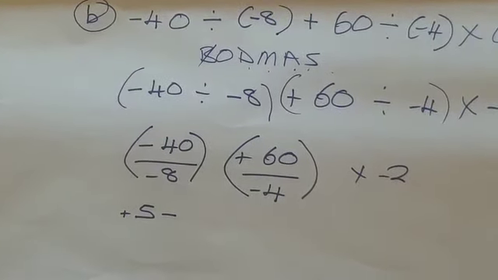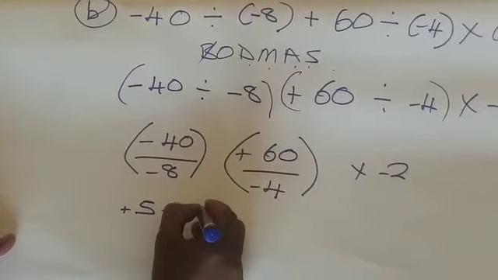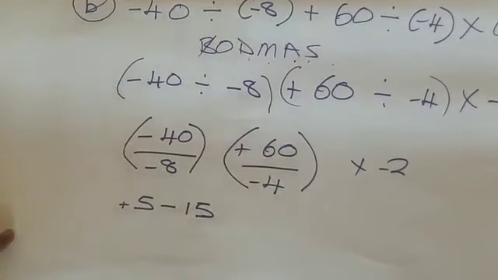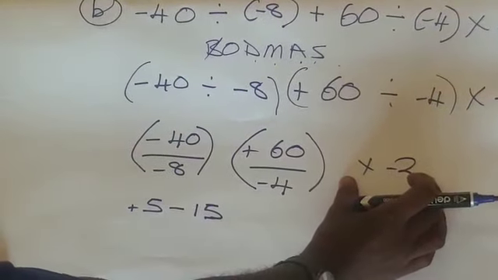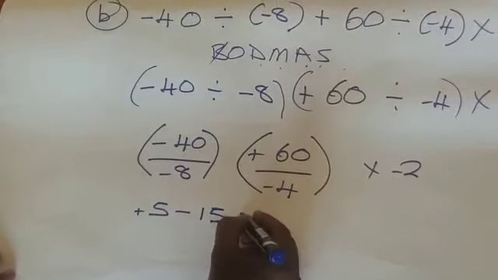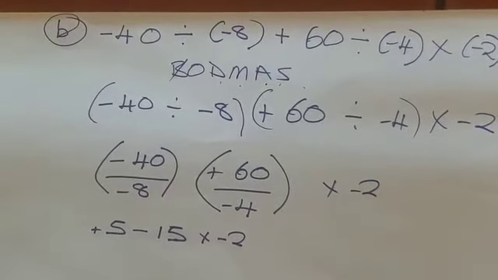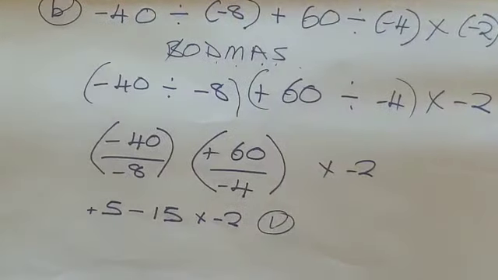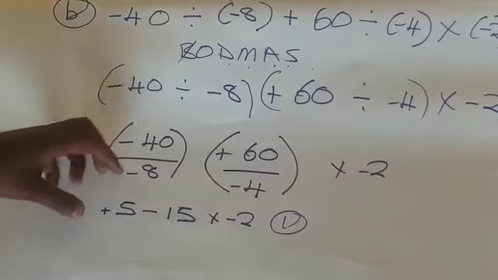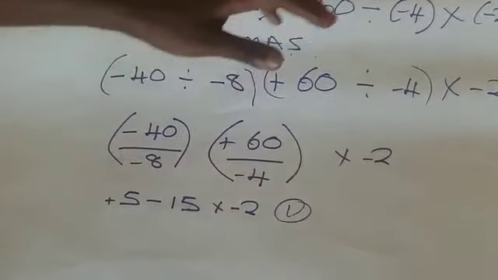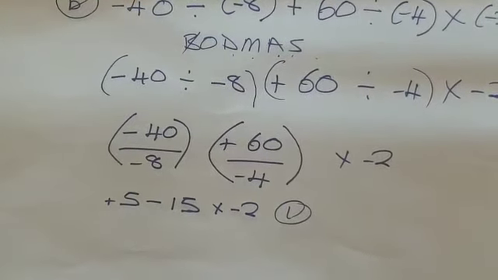Now, what is 60 divided by 4? The answer is 15. Meaning we are done with this, we are also done with this. We just have to bring down this times negative 2. So at this point, you'll be given 1 mark, because the examiners want to see how you intelligently deal with the brackets as well as use BODMAS to remain with numbers at this stage.